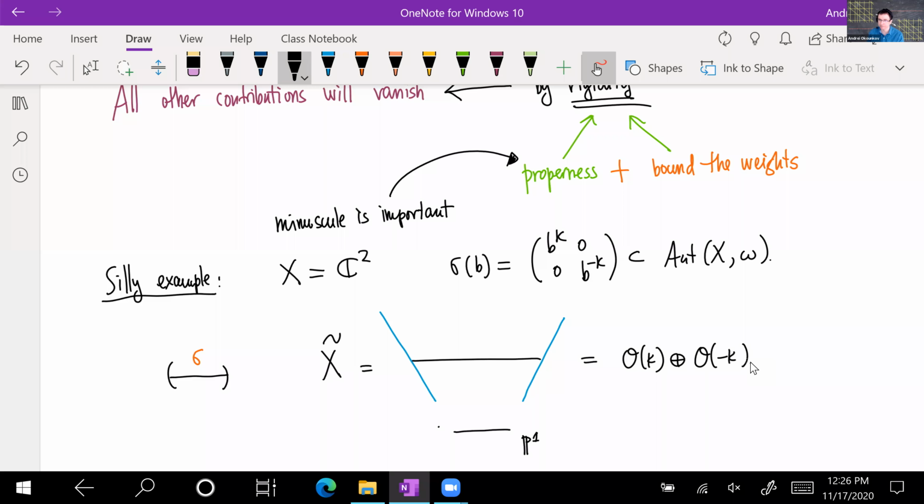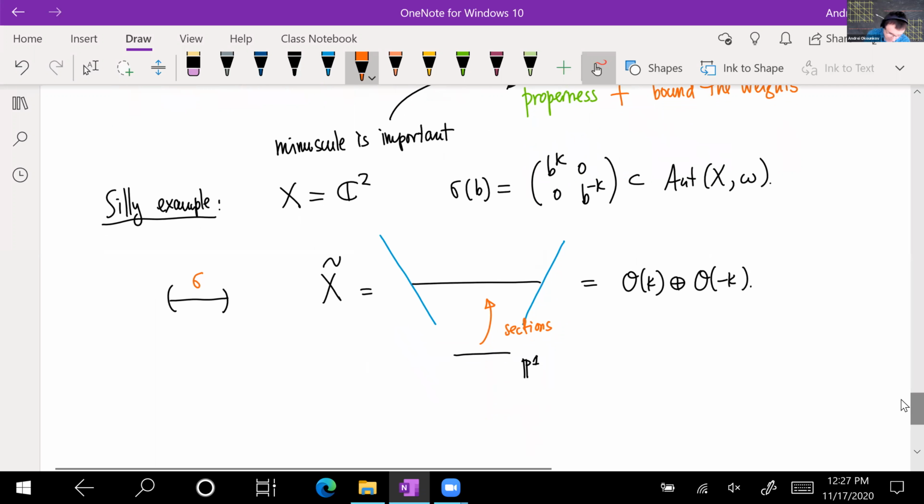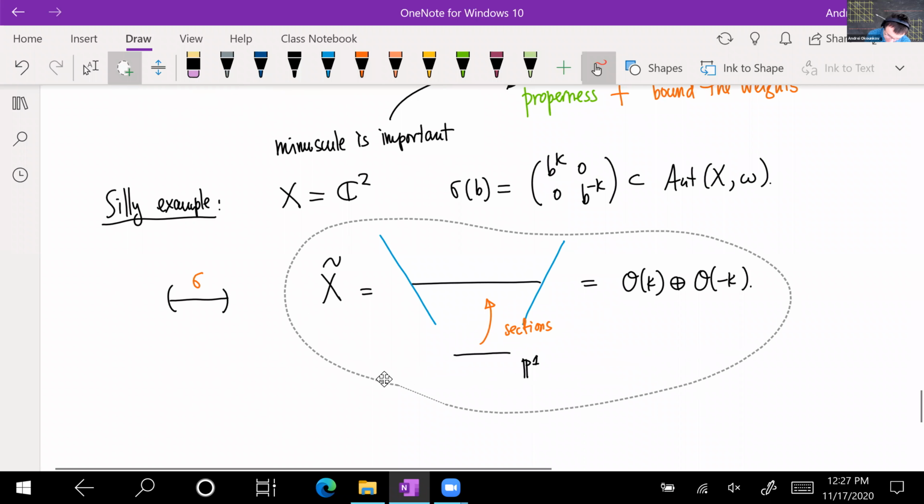Right? Now I want to study, so now we're interested in sections of that. Everybody's on board with that? So what does this section look like?